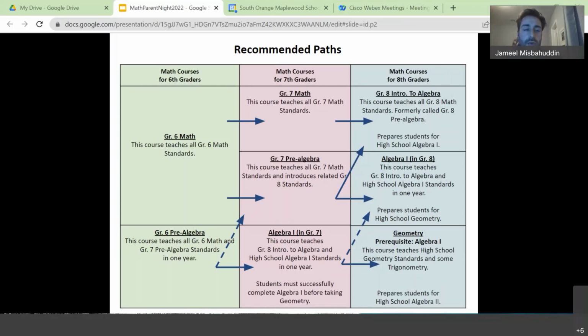Trigonometry is not a high school course anymore in many high schools. It's just because it's a small topic, so it's kind of folded into geometry and pre-calculus. So you don't see that listed anymore.